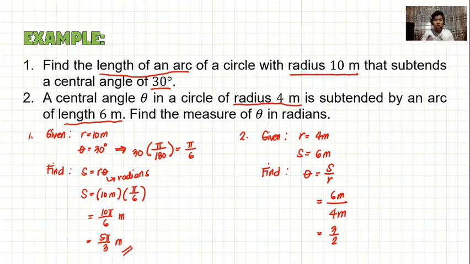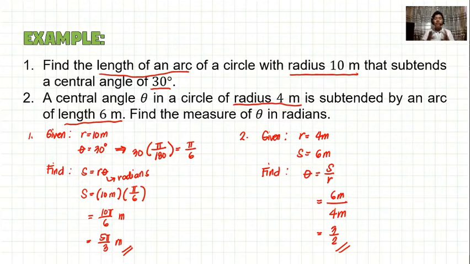So you can just omit radians. If the angle has no unit of measurement, it is already understood that that is in radians. Okay, so we can now have 3 over 2. So that answers our problem.